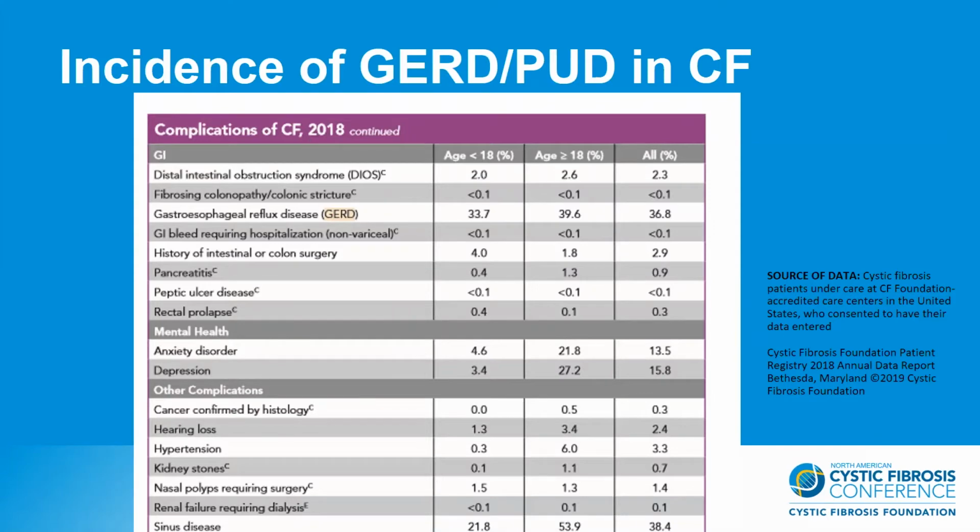And if you look at the incidence of GERD or peptic ulcer disease in cystic fibrosis, what you can see here again from the registry is that if you look at all comers, about 36% are identified as having gastroesophageal reflux disease. This is significantly higher than other GI complications such as distal intestinal obstructive syndrome, pancreatitis, or even peptic ulcer disease. And if you compare it to other things you think about, including mental health issues such as anxiety or depression, it's much more, and similar to the prevalence or incidence of sinus disease in cystic fibrosis.